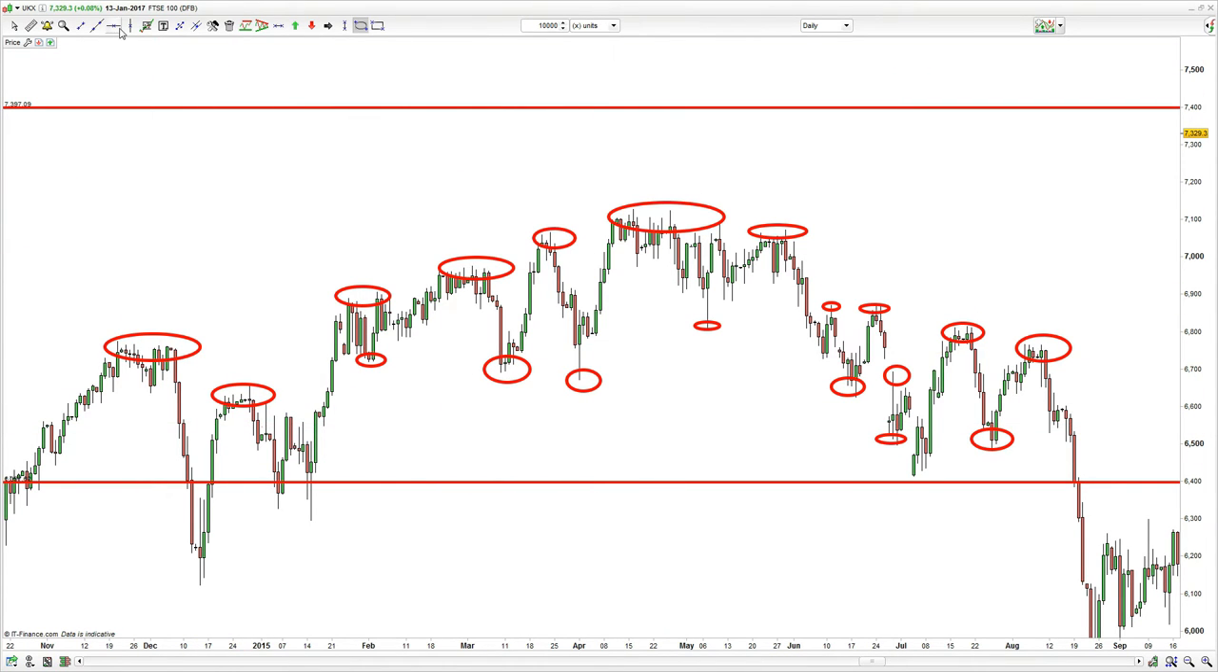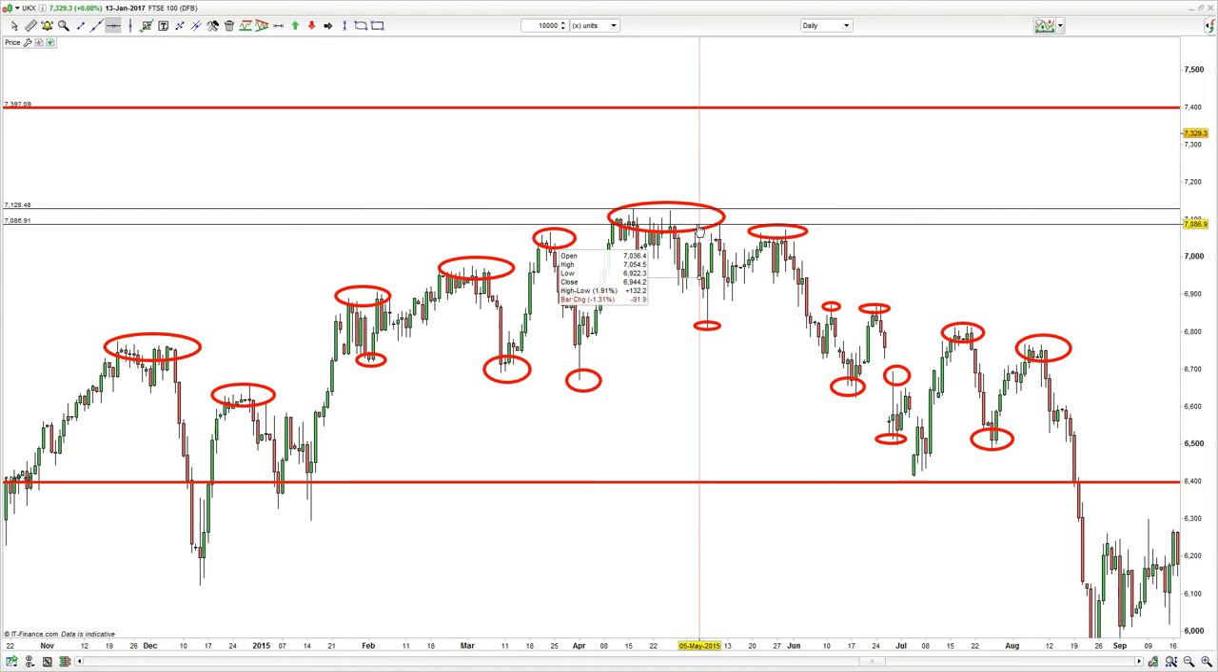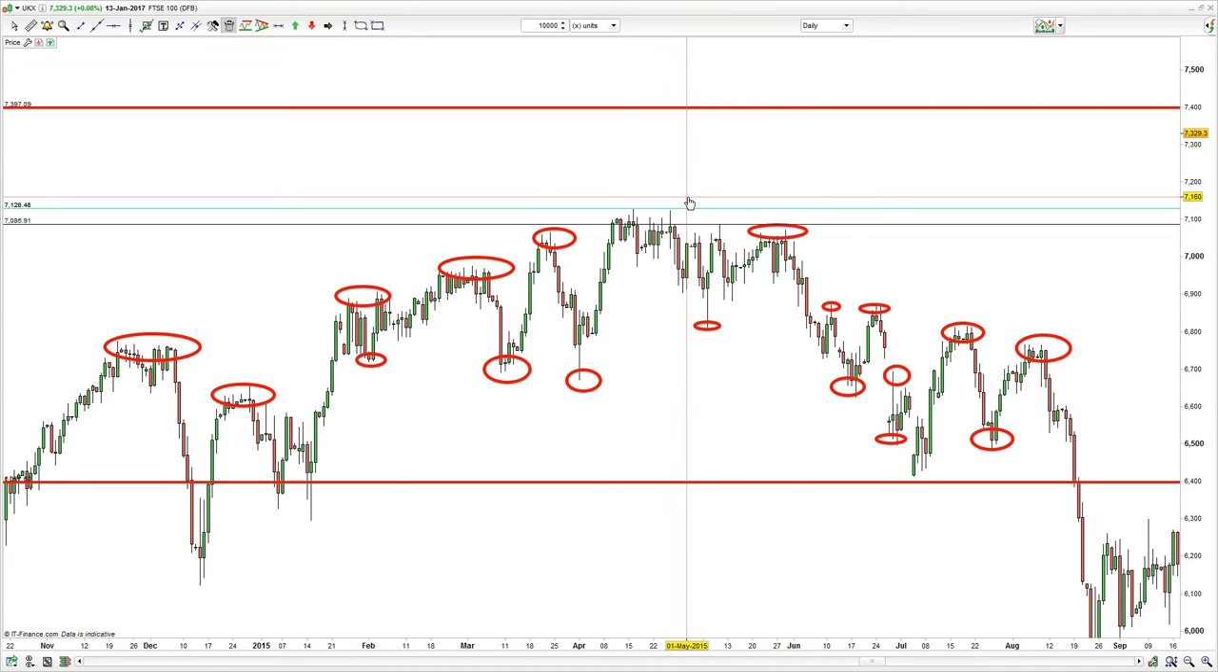Fantastic. Okay, and now to plot the areas, I'm going to take my line tool and work my way down the chart until I come to a reaction point. So the first reaction point I come to is this one here. I want to encapsulate this reaction with the two lines. So I want to take the highest point the reaction occurs, and place my line at the lowest point where the reaction occurs. And then once I've done that, I can delete my circle. So here we have our first support and resistance area.